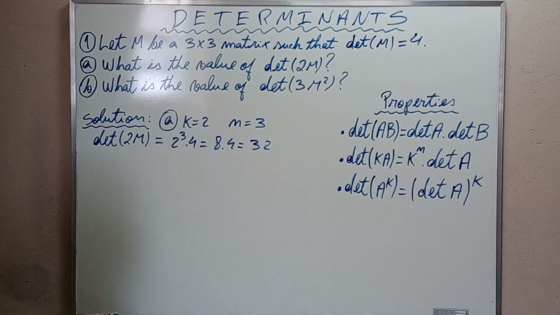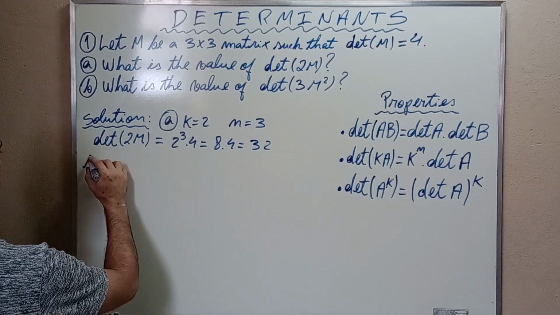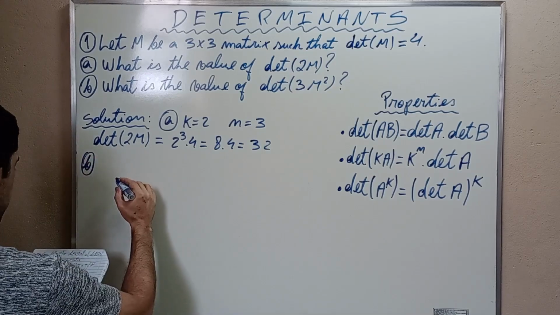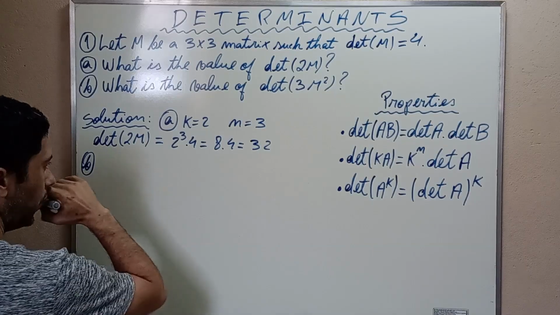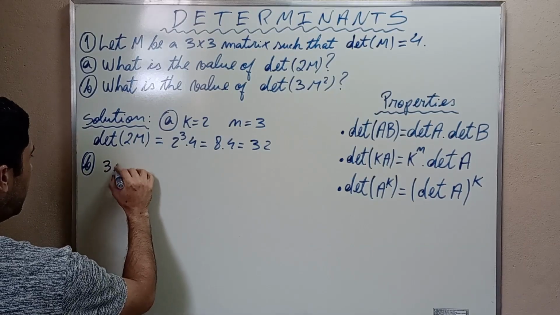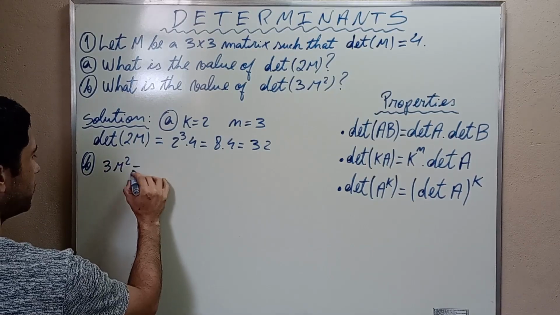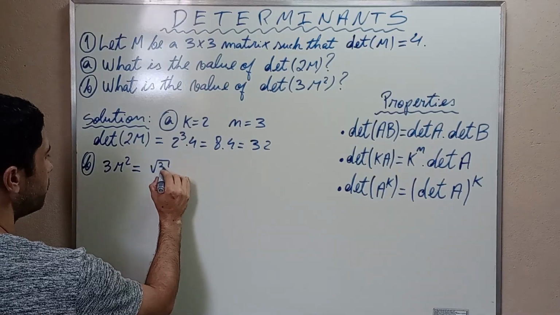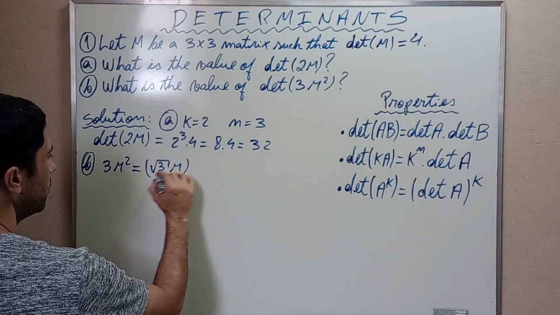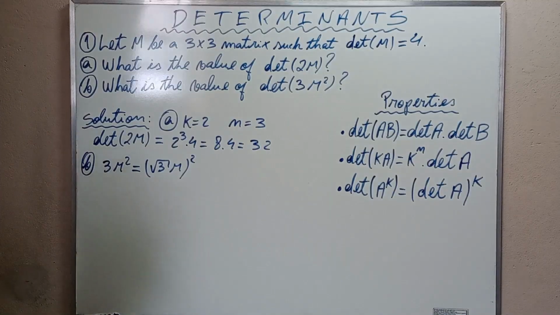Let's go to letter B. Observe that we can write 3M squared as the square root of 3 times M, squared. Can't we? Yes, we can. We can write this in this way, alright?